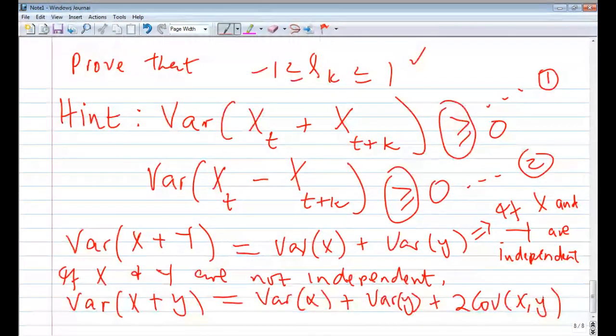You see now? Because x and y are not independent, this expression holds. Var of x plus y is equal to var of x plus var of y plus 2 covariance of x and y. Therefore, in the exercise up there, because x and y are not independent, I'm expecting you to expand the var of xt plus k, like what we did here. In other words, you have to include the covariance there. Then after that, you equate the two equations, you'll get the answer.